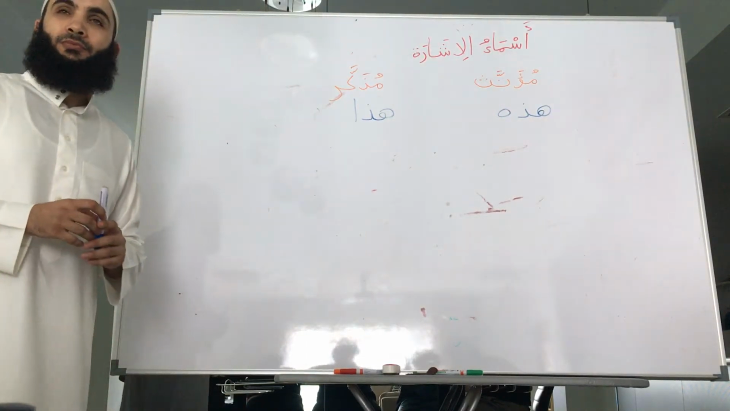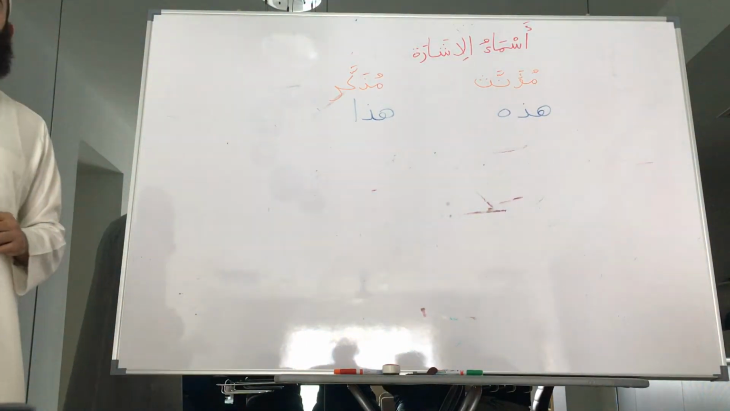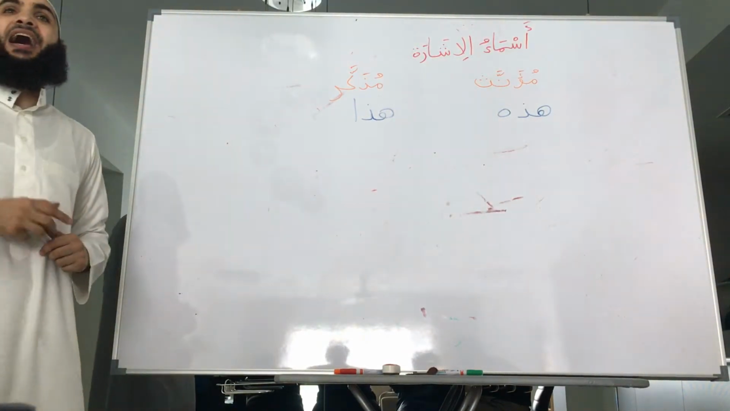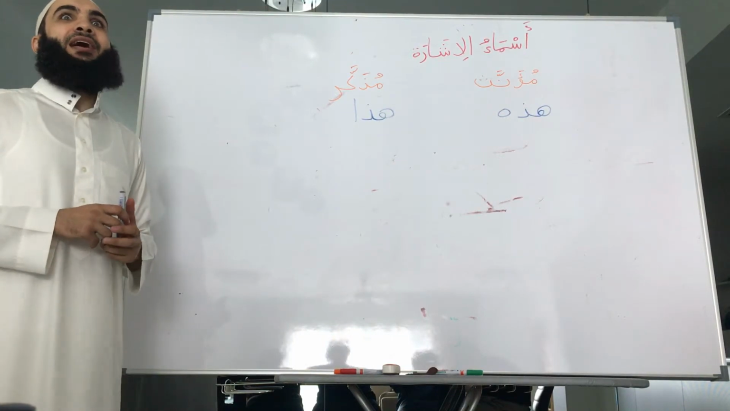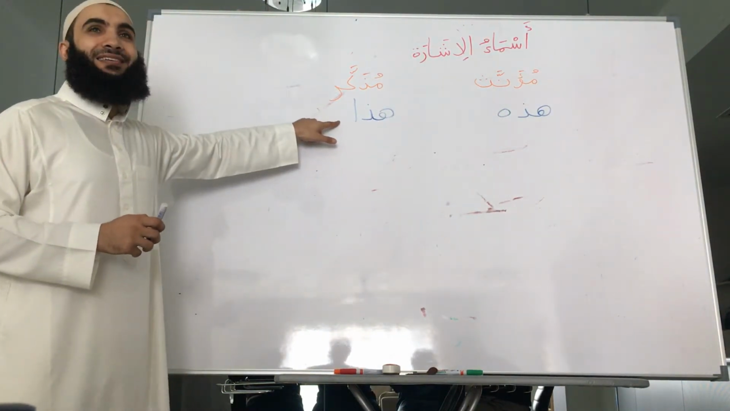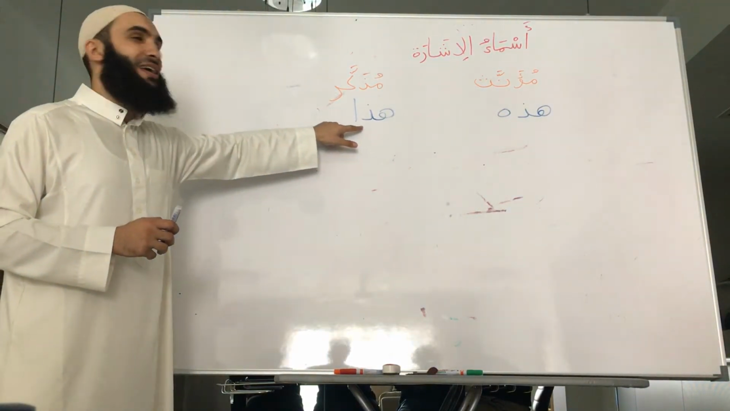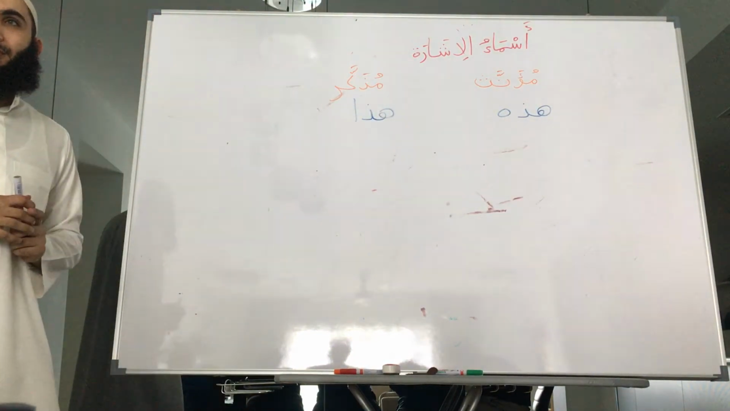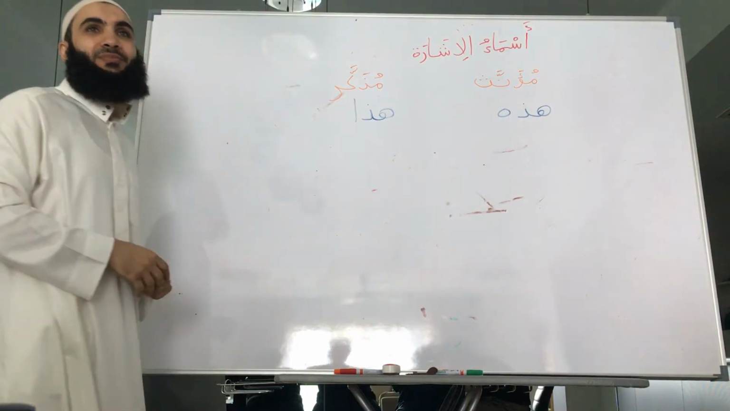So if there's a mad on ha, we write it the way I've written it here. But when we say it, we say هذا as though there is a mad there when we pronounce it. But this is the way we write it without the mad.